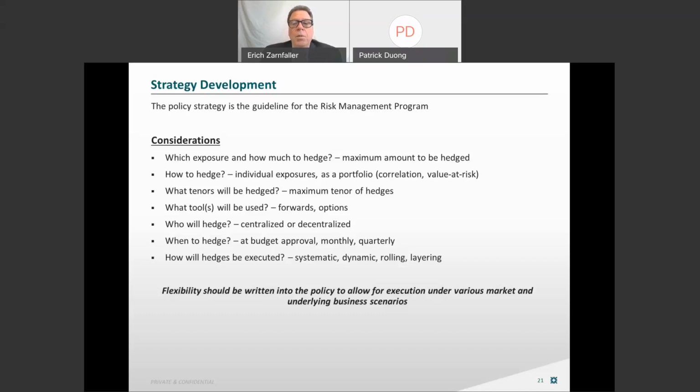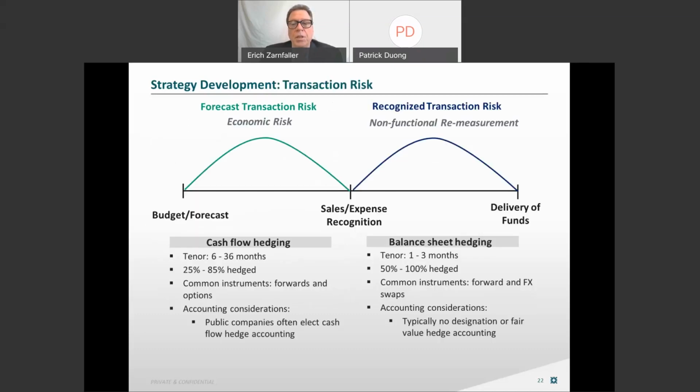The next slide provides some examples Citizens has seen among its clients against the life of an exposure graph for transaction risk. Cash flow hedging on the left side of the diagram, the economic risk phase of the life of an exposure, has tenors that may range from 3 months to 3 years, with amounts ranging from lower percentage for longer dated exposures to higher percentages up to 85% for short dated exposures.